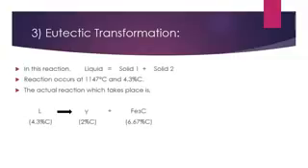Now the third one is the eutectic transformation. In this reaction, liquid transforms to solid 1 plus solid 2. That is, there are two solids emerging from the liquid phase. The reaction occurs at 1147 degrees Celsius and 4.3% carbon. The actual reaction is liquid gives gamma plus cementite. Liquid has 4.3% carbon, the austenite phase has 2% carbon, and the cementite phase has 6.67% carbon.